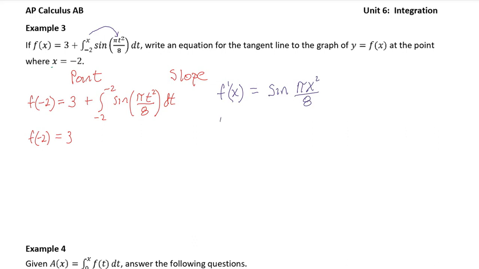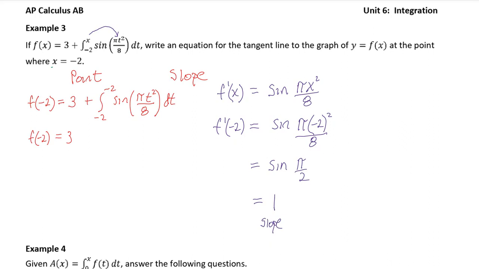Now I plug in -2 again. I get f prime of -2. So I pop that in. This is sine of pi times -2 squared all over 8. -2 squared is 4, and 4 over 8 is 1 over 2. So what I'm really evaluating now is sine of pi over 2, and I know that sine of pi over 2 is 1. This is my slope.